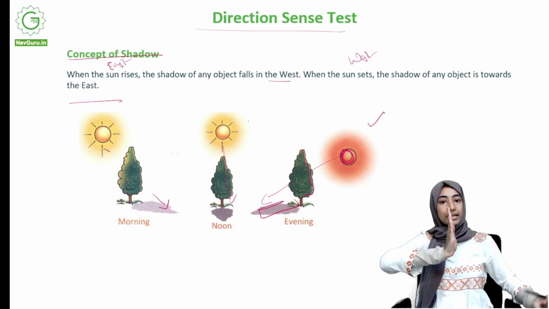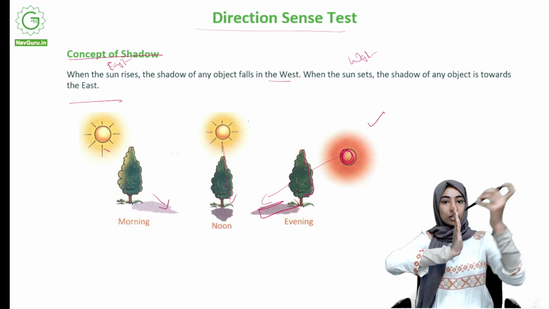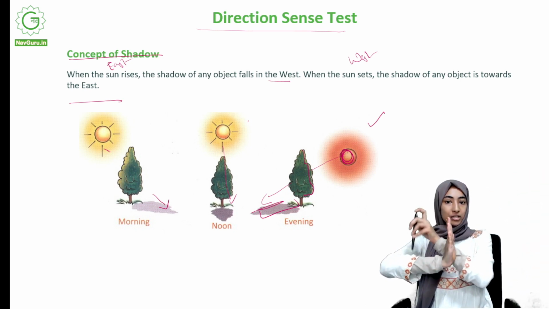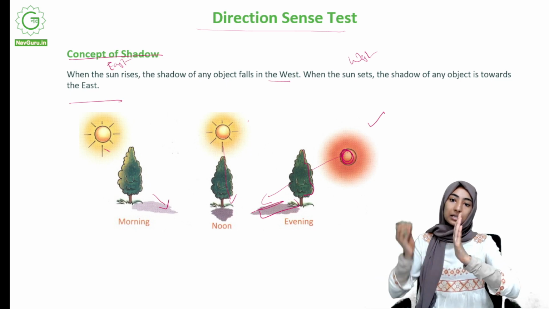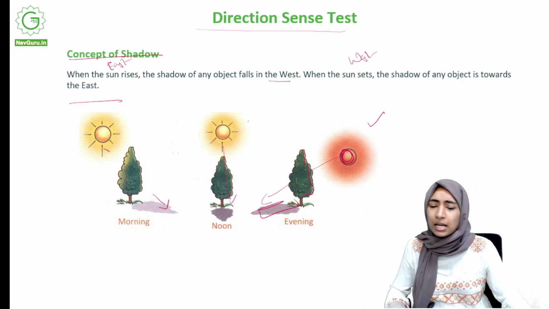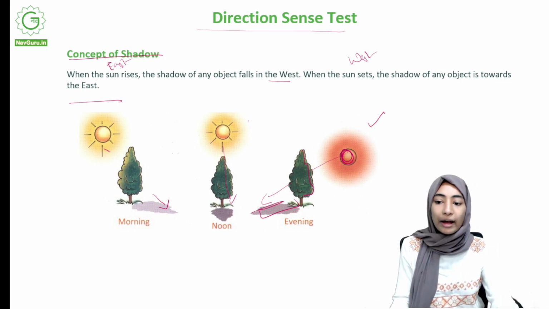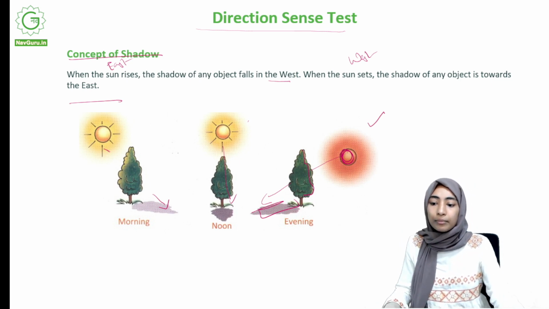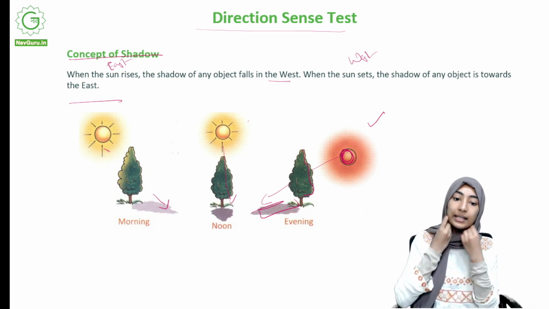So if the sun rises in the east, the shadow will be in the opposite direction, that is the west. When the sun sets in the west, the shadow will be in the opposite direction, that is the east. That was the concept of shadow. So that's all you have under direction sense test. Then we have a lot of questions that we will discuss in the example class.